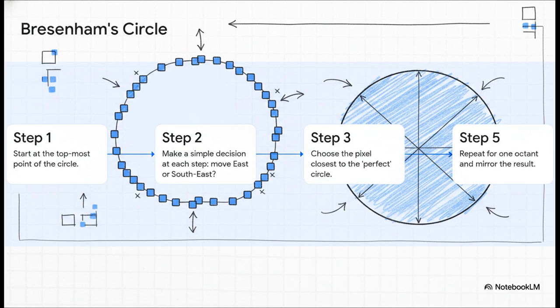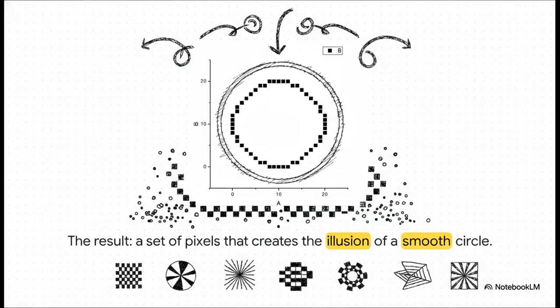At each tiny step, it just asks a basic question to figure out which pixel to light up next. And here's the most clever part. It only calculates 1/8 of a circle and then just mirrors those pixels 8 times to create the whole thing. It's just an incredibly efficient way to get the job done fast. And here's the result of that recipe.